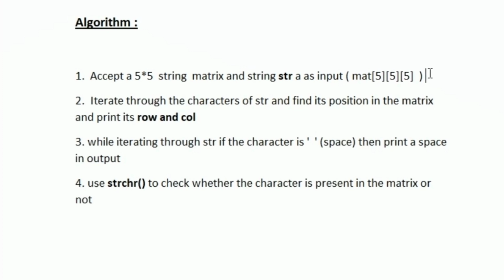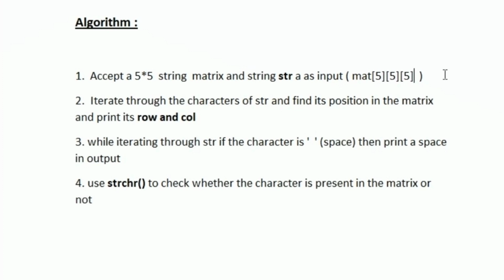To create a string matrix, we have to add a third dimension to our matrix. The matrix will be declared as matrix[5][5][5]. The first two 5s represent the index, and in every index we can store up to 5 characters in a string format. This is how we create a string matrix in C. After accepting our input, now we have to encrypt the input string str.